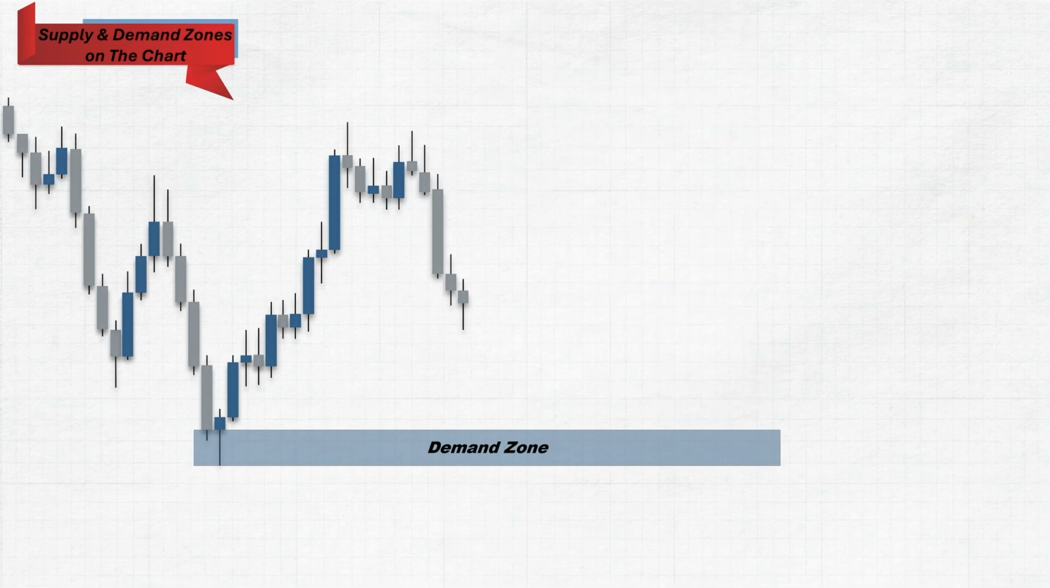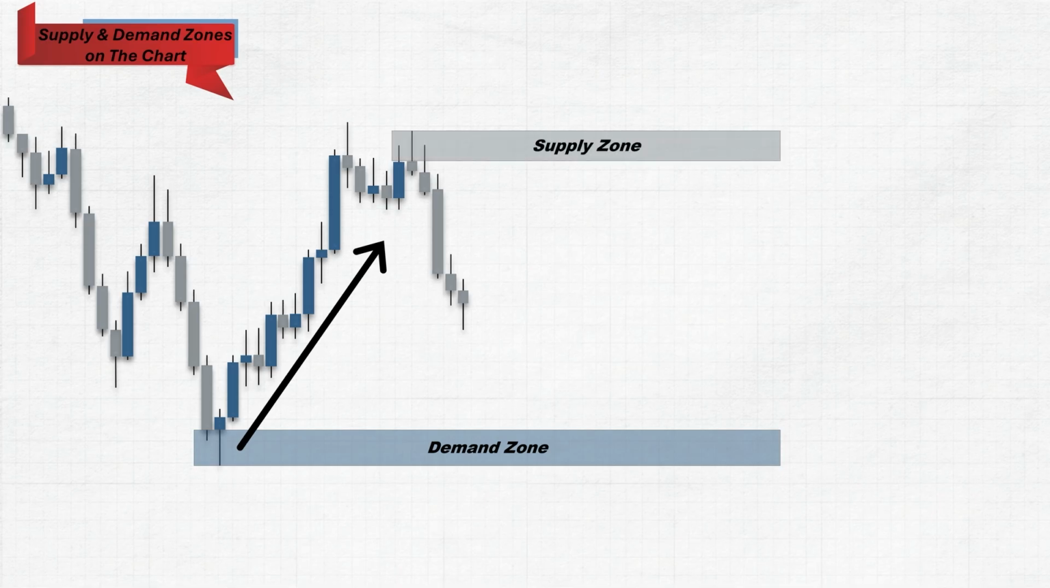A demand zone is an area where buyers previously entered the market and pushed price higher. Similarly, a supply zone is an area where sellers entered the market and pushed price lower. These zones are important because markets often remember where strong buying or selling occurred.